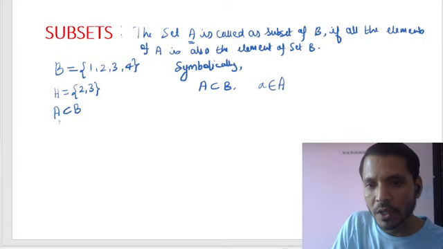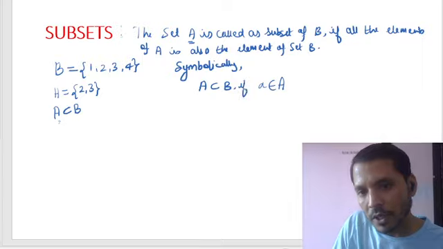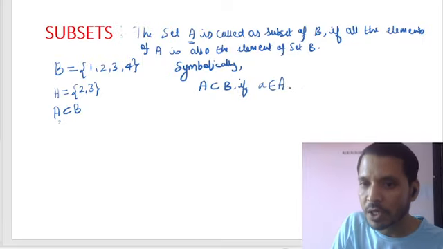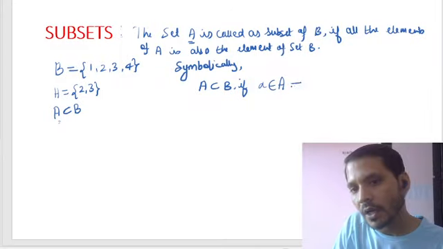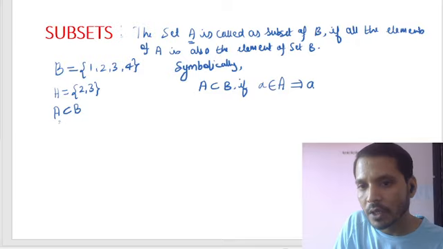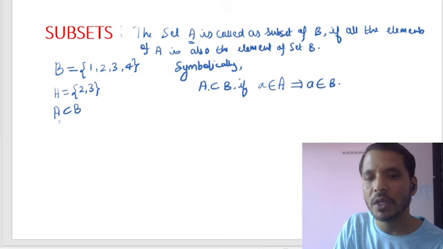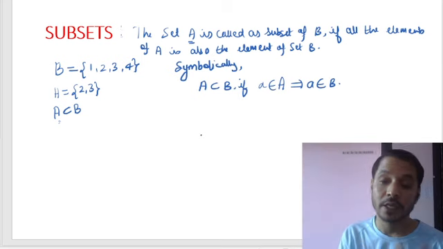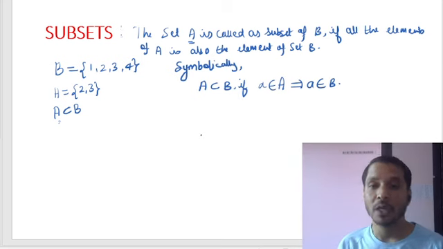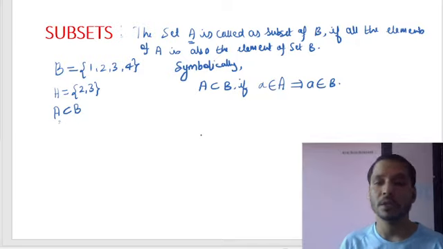A is the subset of B. When can we say A is the subset of B? Let us suppose this small a belongs to the capital A. This implies that small a also belongs to the capital B, right? Then only A will be called the subset of B, right?